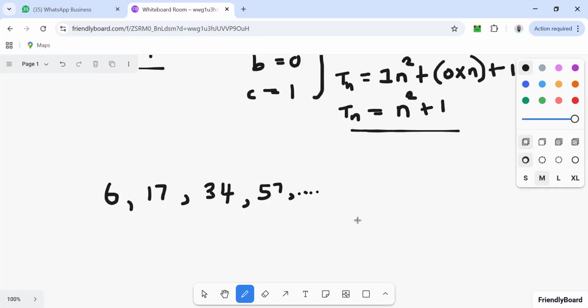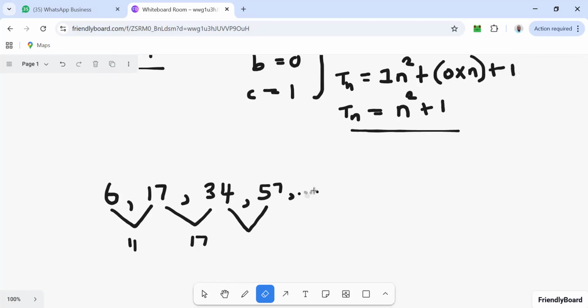So what it means is that I'm going to have my first difference row, then my second difference row. Let's start with the first difference row. Here, the difference between 17 and 6 is 11. The difference between 34 and 17 is 17. Let me just add 2 more numbers.